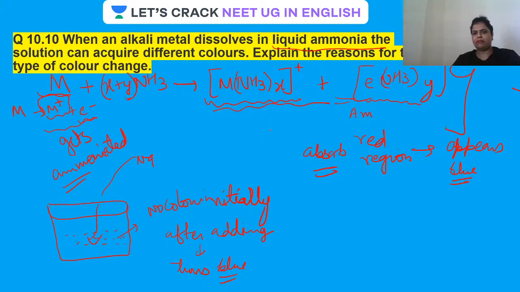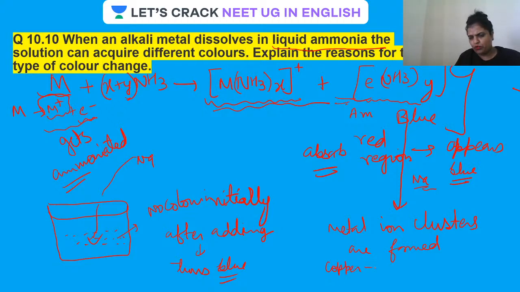Because a cluster of metal ions is formed. A lot of metal ion clusters form. See, initially it was blue, but as you increase the concentration, metal ion clusters are formed, and because of that the color acquires a tinge of copper bronze kind of color.